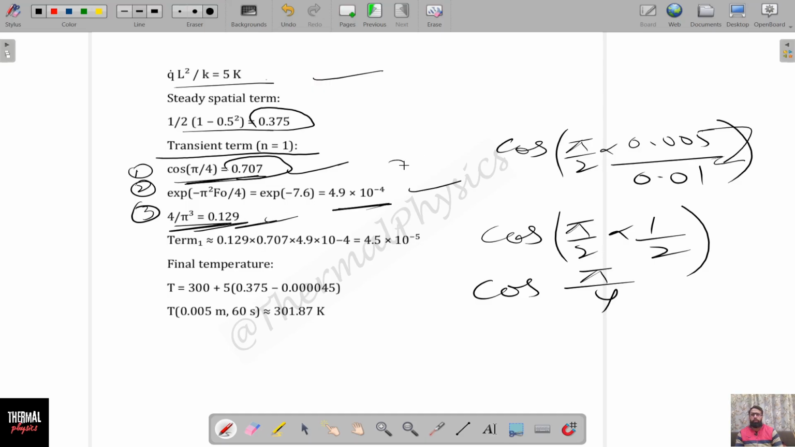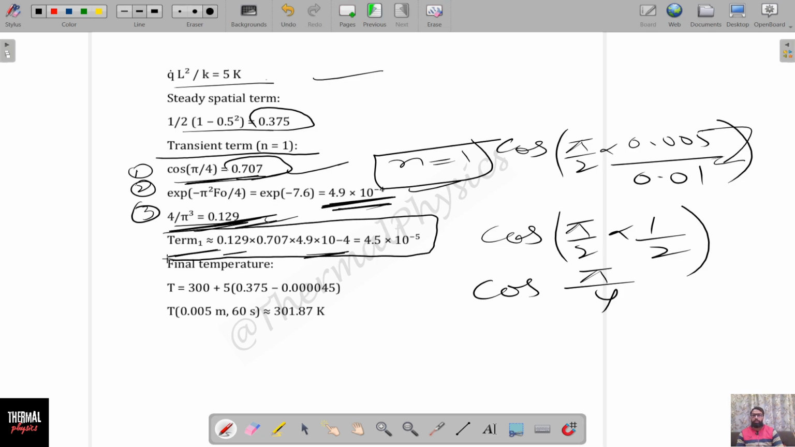So our first term will contain three terms basically. Term 1 is 0.707 into 0.129 and into 4.9 times 10 to the power minus 4. So our first term will be the product of these three. So our first term becomes 4.5 times 10 to the power minus 5. So we calculate all the terms.